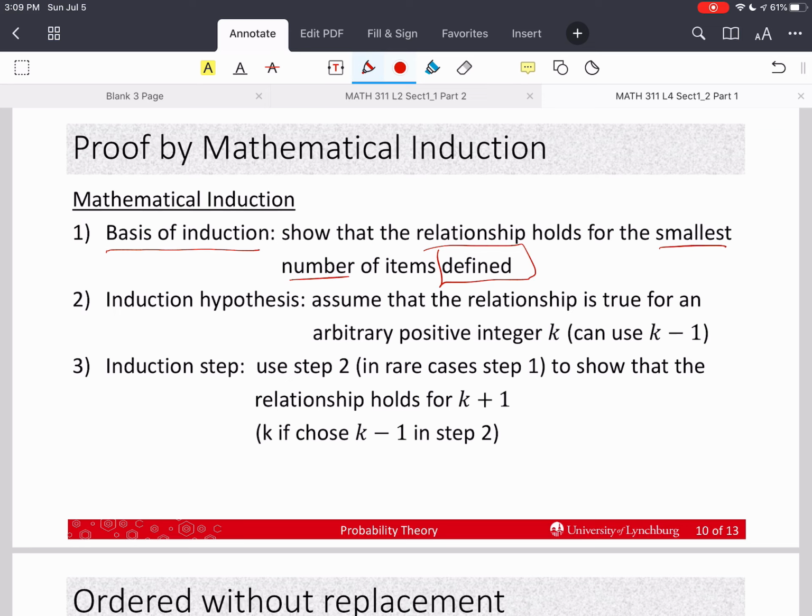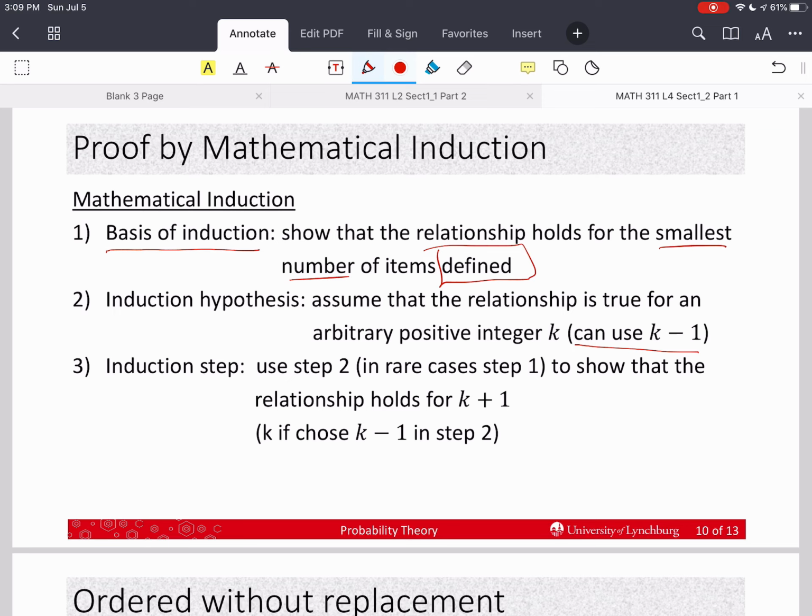Then our induction hypothesis is we just assume that what we're stating is true. We assume that the relationship is true for an arbitrary, so any, positive integer k, but it has to be finite. There are some cases where we want to use k minus 1 instead of k, because trying to prove something for k plus 1 in that situation might be really, really messy. So sometimes we choose k minus 1, but that's very rare.